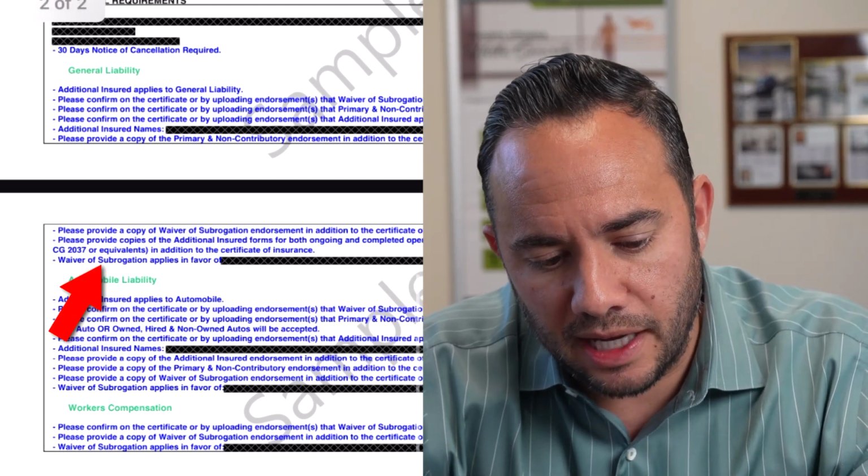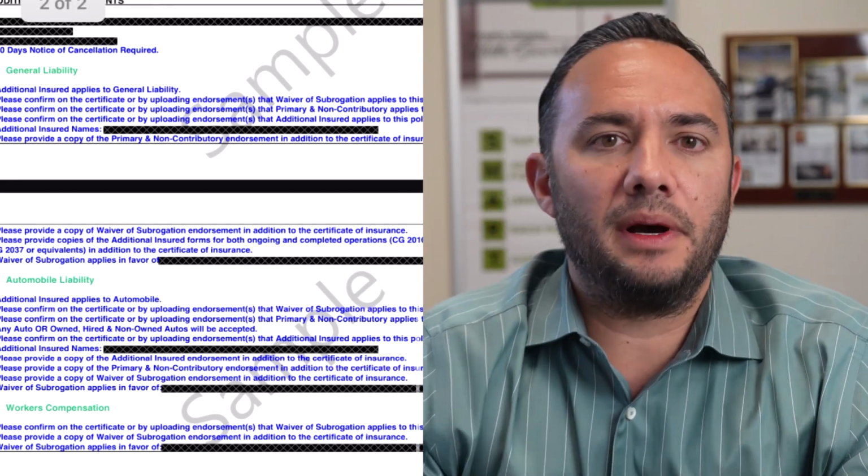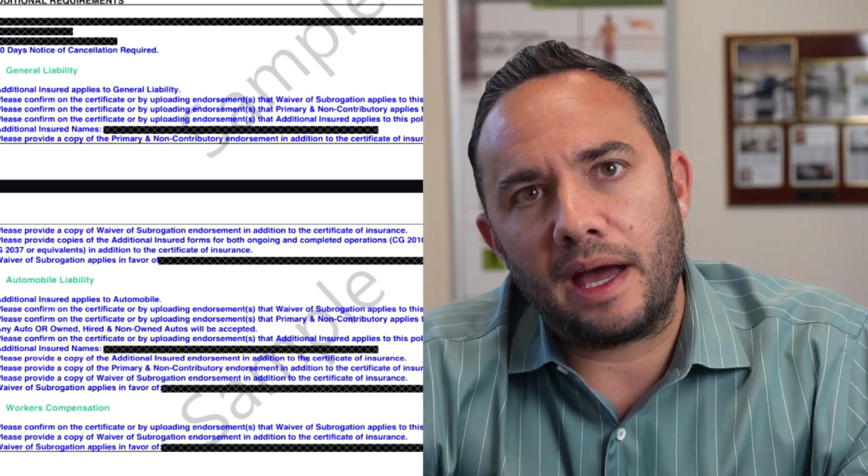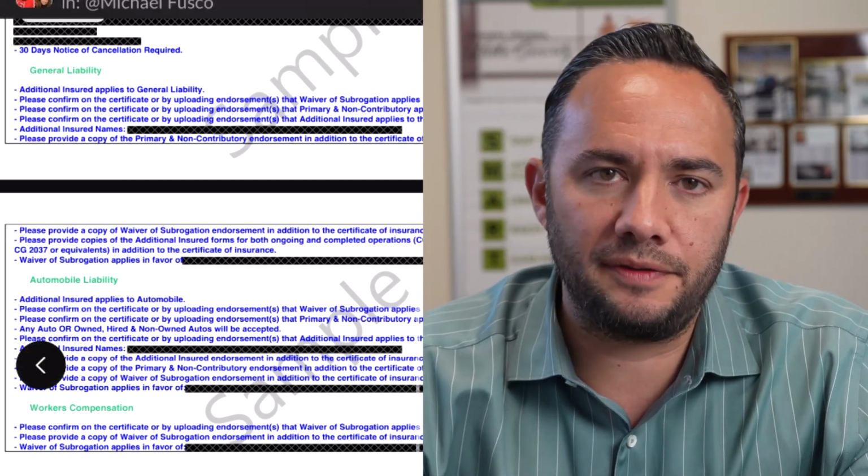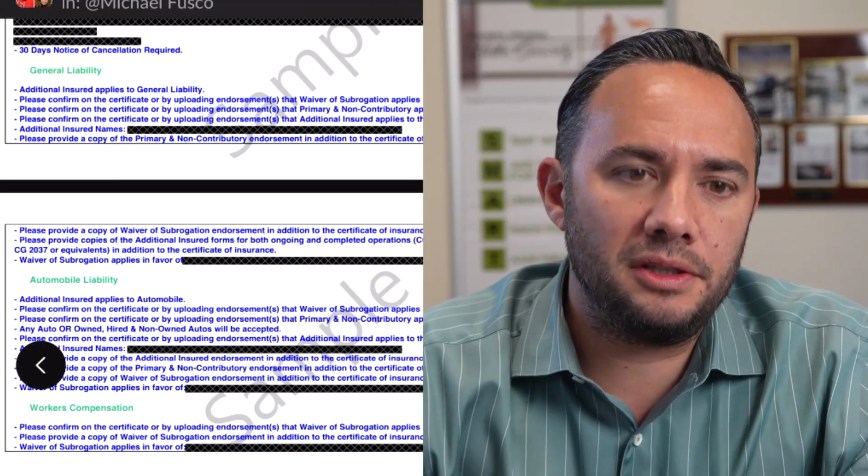Again, it looks like they want a scheduled waiver of subrogation. So they actually want the additional insured listed on the waiver. That could cost additional premium, sometimes $250 or a percentage of the premium. Make sure you ask your agent.